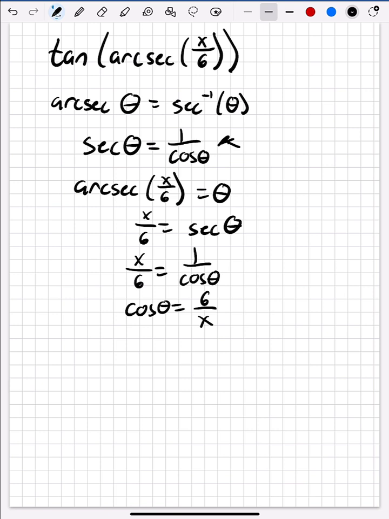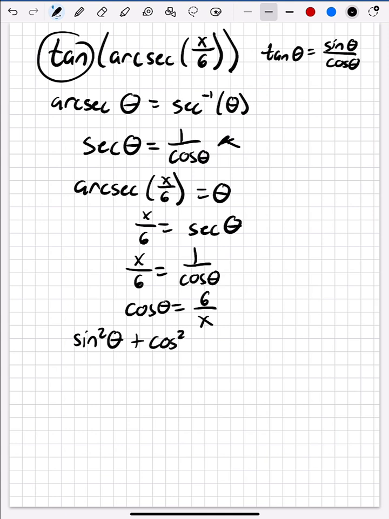All right, so now we have that the cosine of theta is 6 over x. Something else that I also know, I'm dealing with tangent. Well, tangent is equal to sine over cosine. So I need to somehow incorporate a sine value in there. Well, the easiest way to do that is I know that the Pythagorean identity says that the sine squared of theta plus the cosine squared of theta should give me 1.